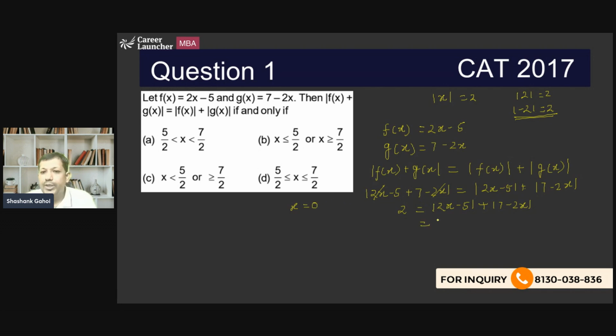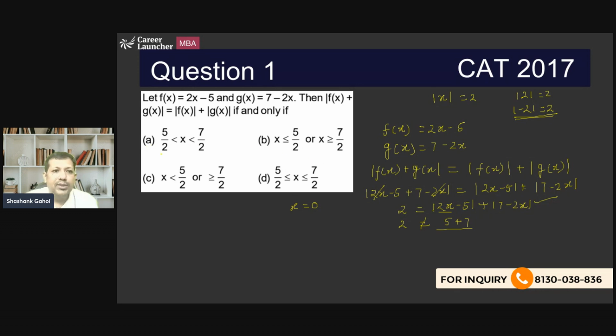If I put x equal to 0, this becomes mod of minus 5, which is going to be 5. And mod of 7 is going to be 7. So LHS becomes 2 and RHS becomes 12. Both values are not equal, which means this equation is not defined at x equal to 0. Okay.